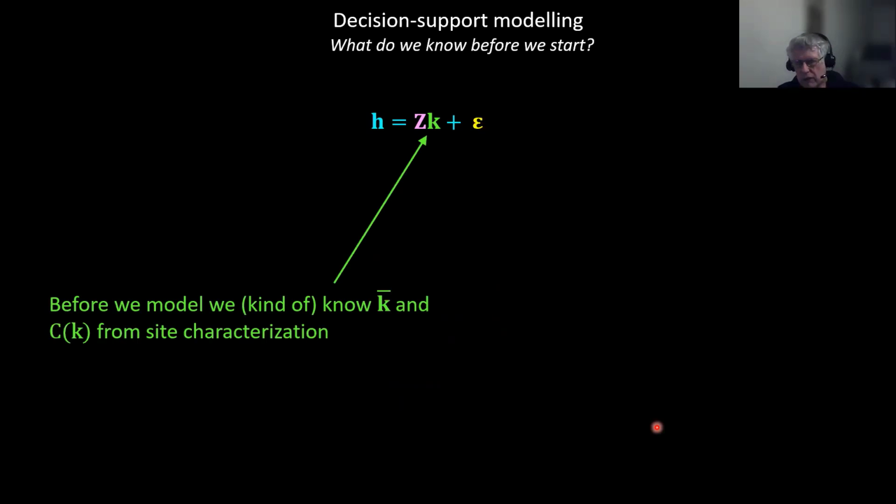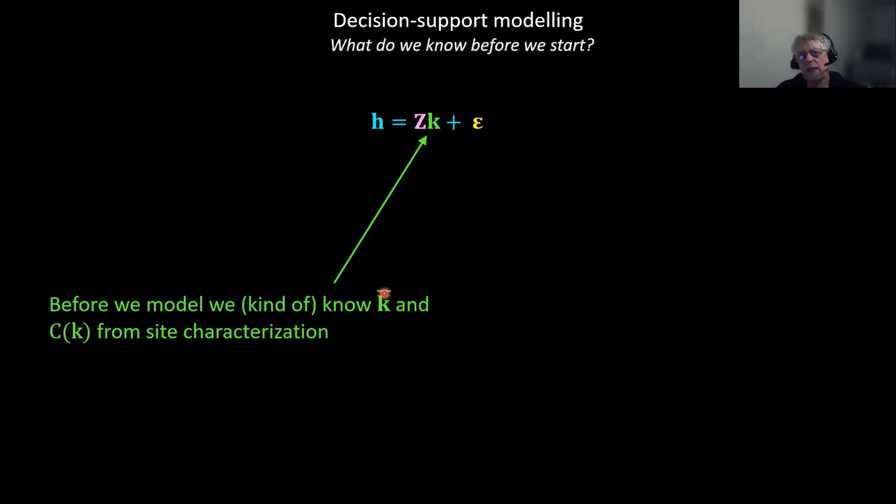And what do I know before I start this modeling enterprise? Well, I've got a site. I've built a model. I know something about the hydraulic properties of that site from site characterization. I don't know the exact properties, therefore K is a random variable. But I know something. So I know the expected value because I know the geology. So I know the mean of K.